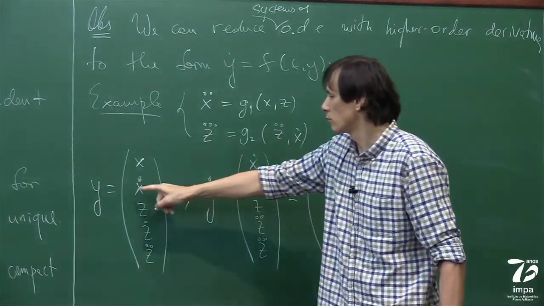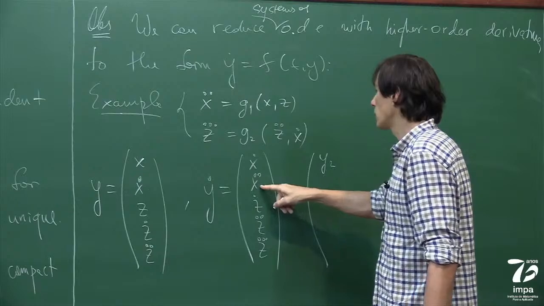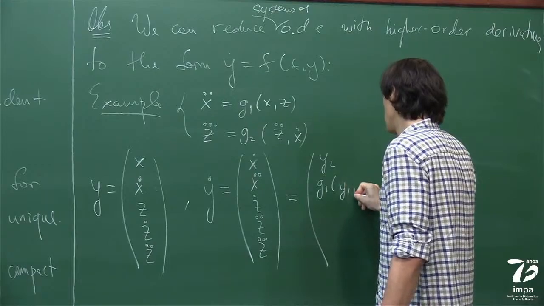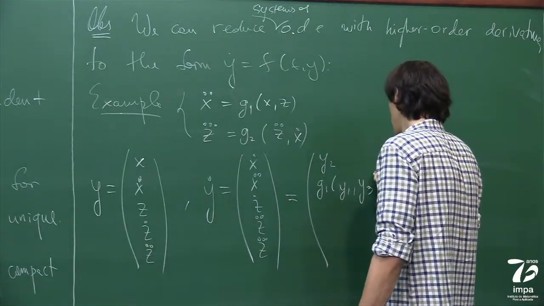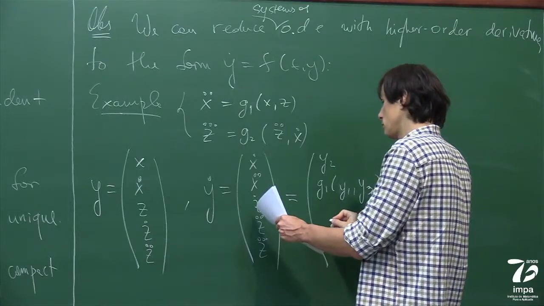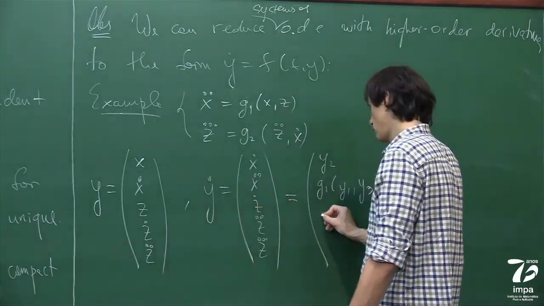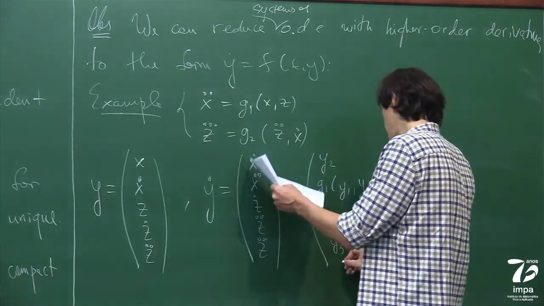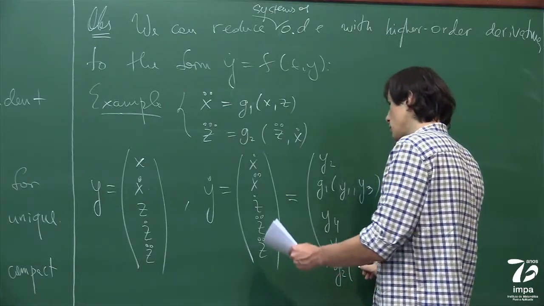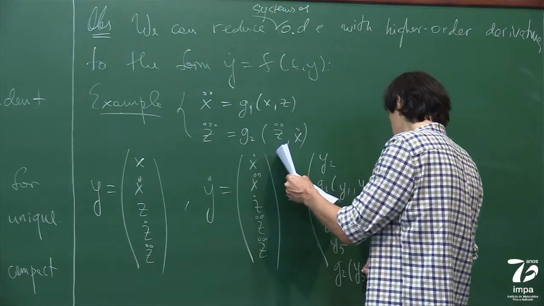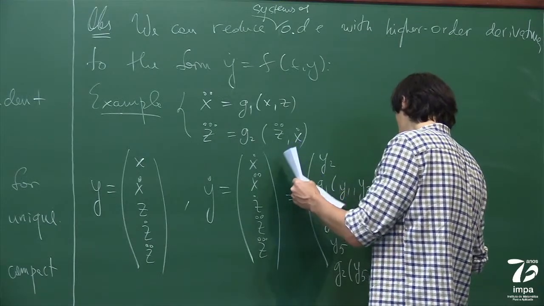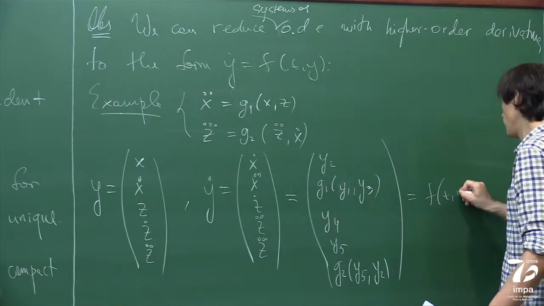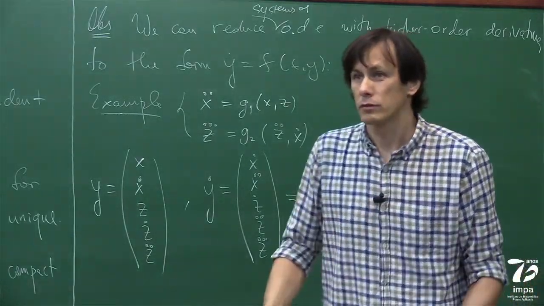So x dot is y2. X double dot is G1 of x. X is y1, z is y3. Then z dot is y4, z double dot is y5, and z triple dot is G2 of z double dot, y5, and y2. Okay. So you see, this is exactly our f of t, y. So it only depends on y. So this is how you always do it.